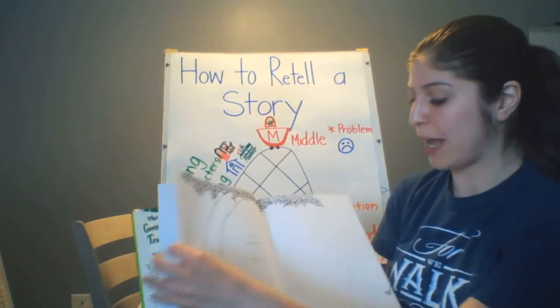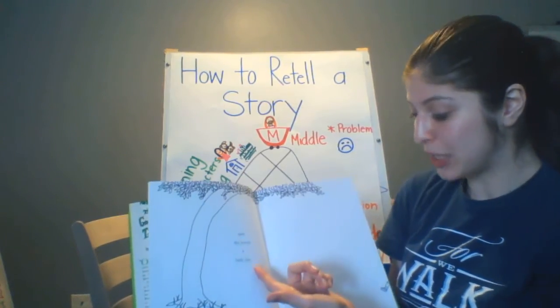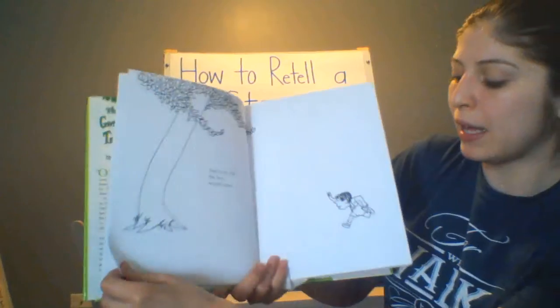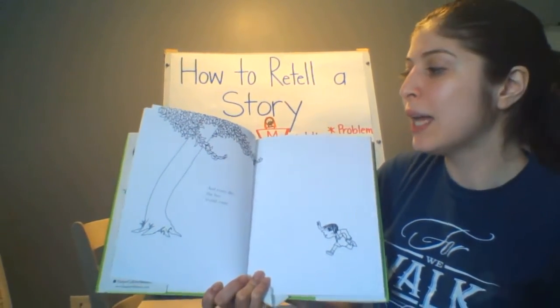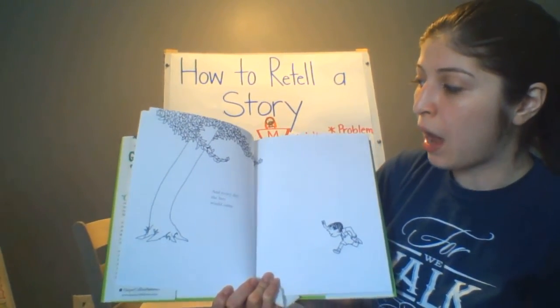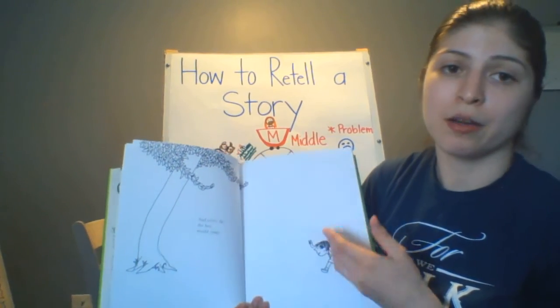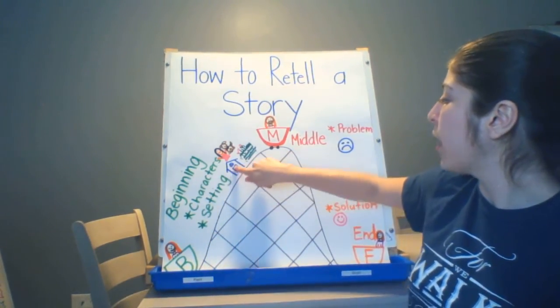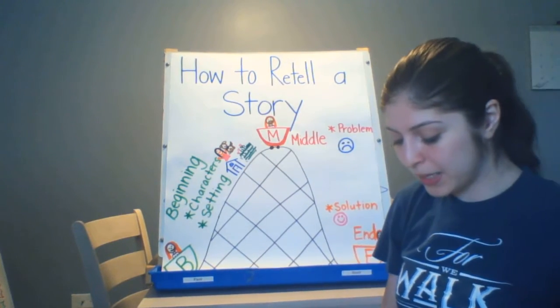Okay, I'm gonna turn the page, and then it says, and she loved a little boy, and you see a foot here, and then there's a little boy. So far we know that it takes place outside. There's a tree, and then there's a little boy. Okay, so that's the beginning of our story, and now we're gonna go all the way up. We're gonna go up to the top and to the middle.